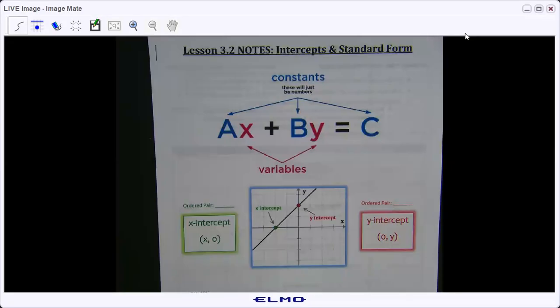Okay, so this lesson 3.2 is on intercepts and standard form.